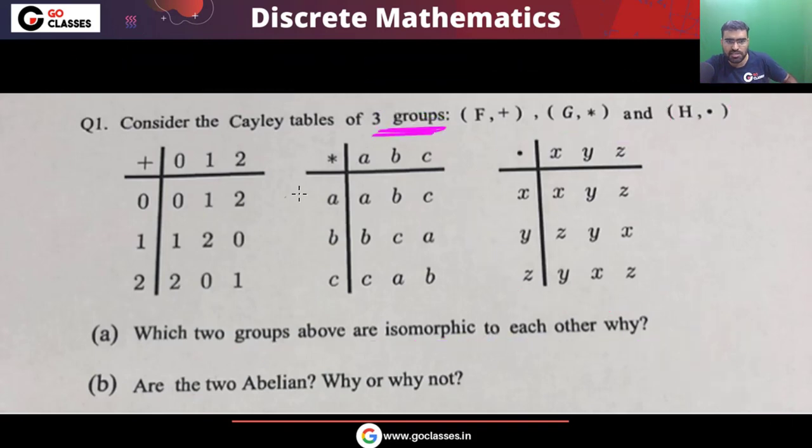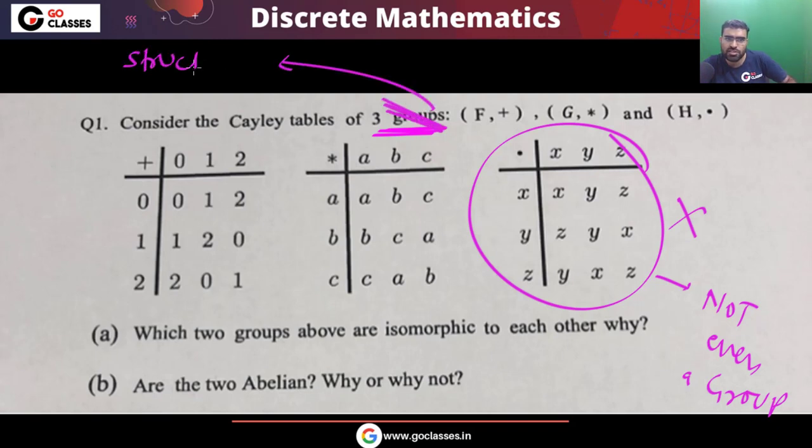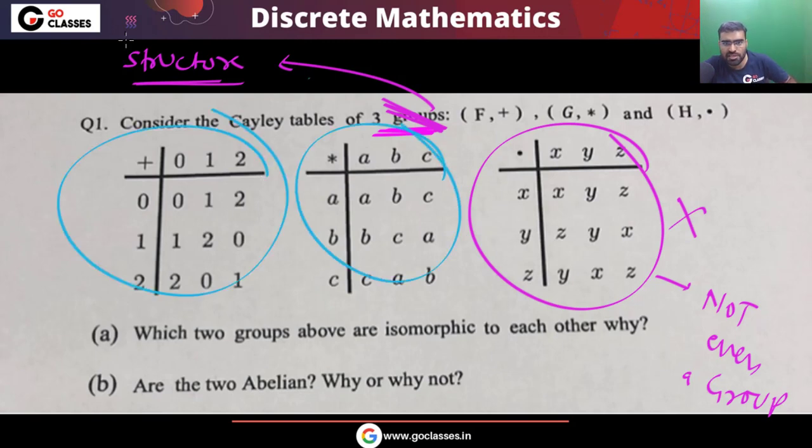The question is asking, so ultimately you can see this is not even a group. So forget about it. This is not even a group. As I told you, in this question, this word should not be used. They should use the word structure. Okay, now you notice, do they have the same structure? Tell me, are they having the same structure?